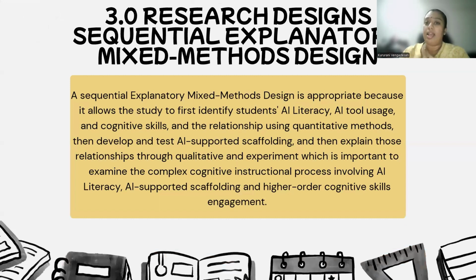Then the research design that I have chosen is a sequential explanatory mixed-method design. This is very appropriate to my study because this research design allows me to identify students' AI literacy, AI tool usage, and cognitive skills and find their relationship using a quantitative method first. Then I develop and test the AI-supported scaffolding, and then explain this relationship through a qualitative approach and experiment, which is very important to examine a complex cognitive instructional process that involves AI literacy, AI-supported scaffolding, and high-order cognitive skills engagement.